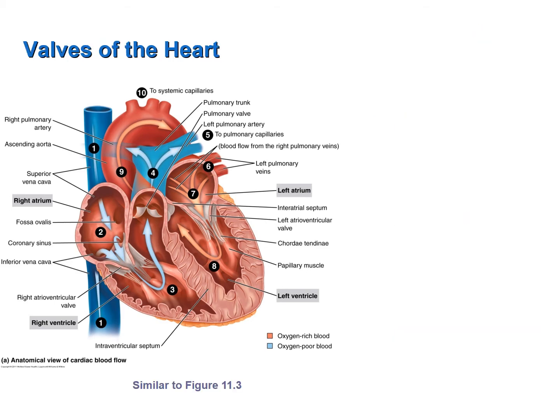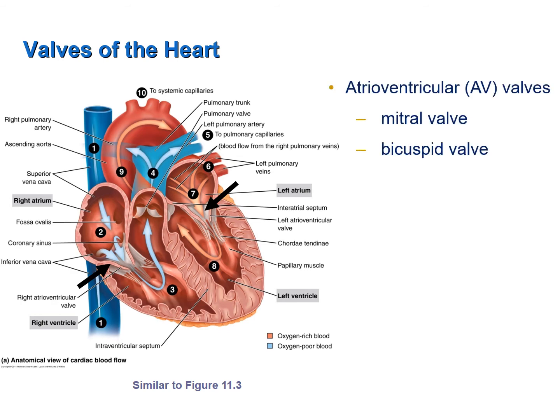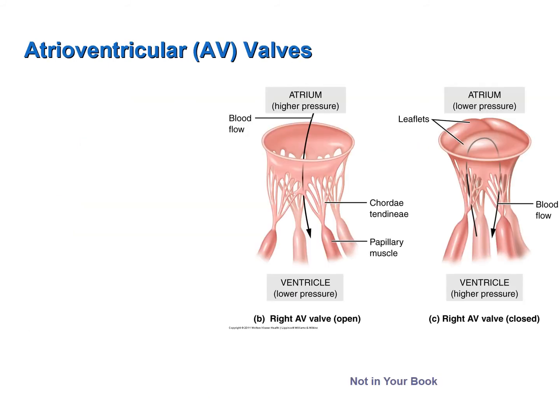To ensure that blood flows in one direction through the heart and one direction only, the heart has 4 valves. 2 of these valves are located between the atria and the ventricles, and they are aptly named atrioventricular valves, or simply AV valves. The right AV valve is the tricuspid valve, and the left AV valve is the bicuspid valve. To understand better how these valves function, let's look more closely at their anatomy. This figure from your book shows the atrioventricular valves in an open position shown on the left and a closed position shown on the right.